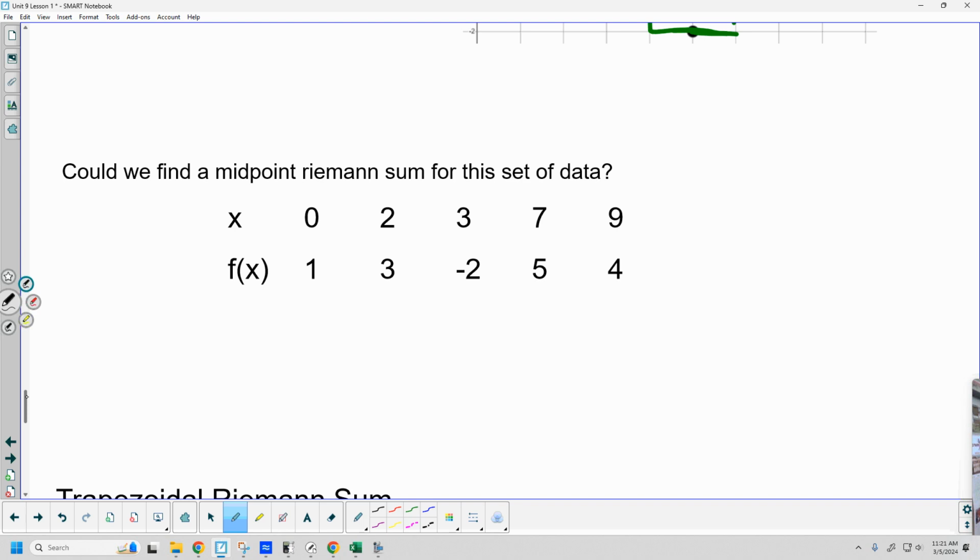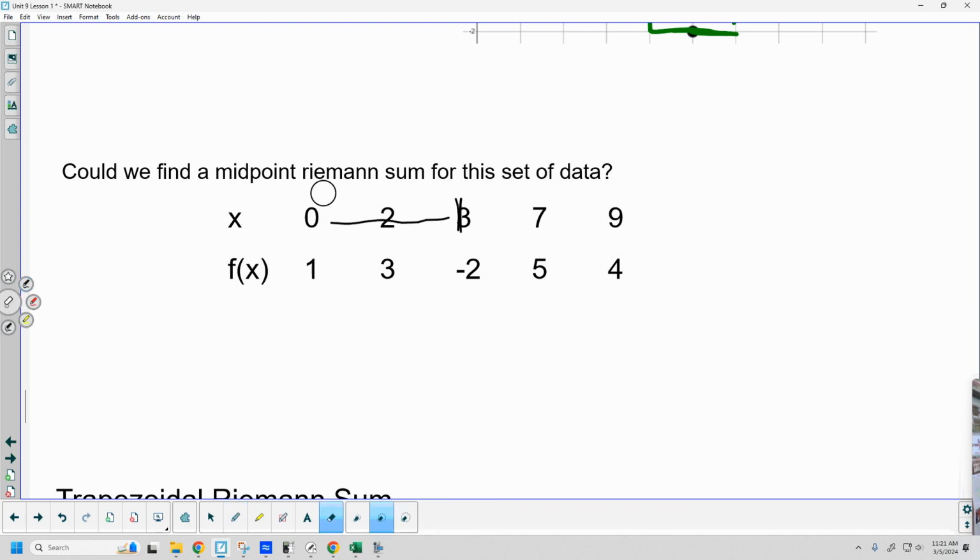Just take a guess. Could you find a midpoint Riemann sum for this set of data? You might think, well, can we go from 0 to 3? You could, however, 2 is not smack dab in the middle. 1.5 is in the middle of 0 and 3. So no, that's bad. Can't do that.